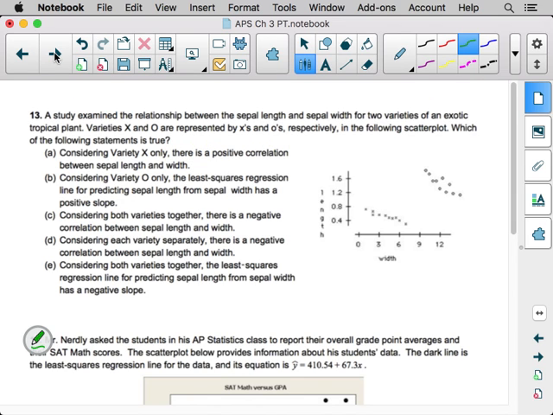No. We were stopping after multiple choice. No, we would never get through the whole thing.